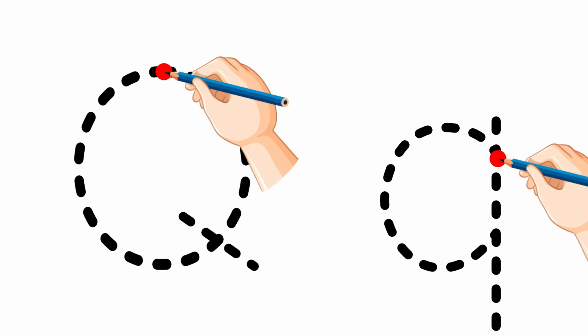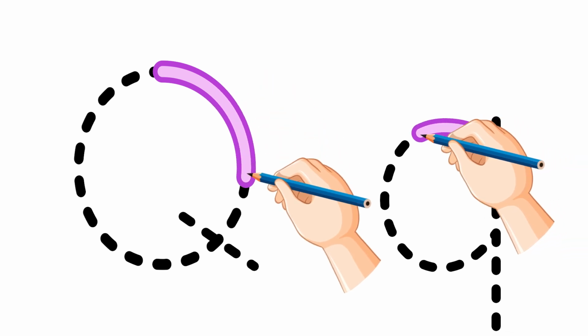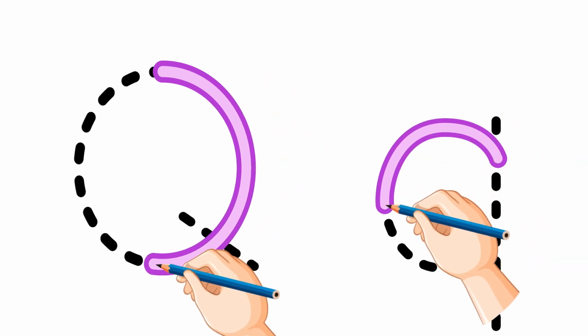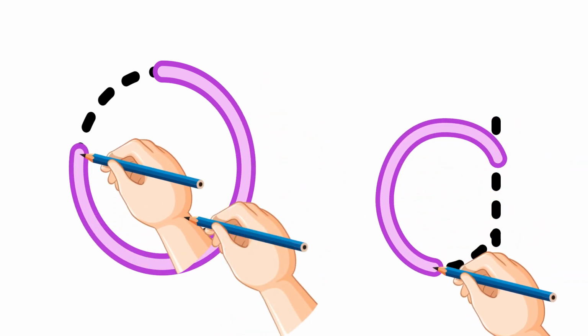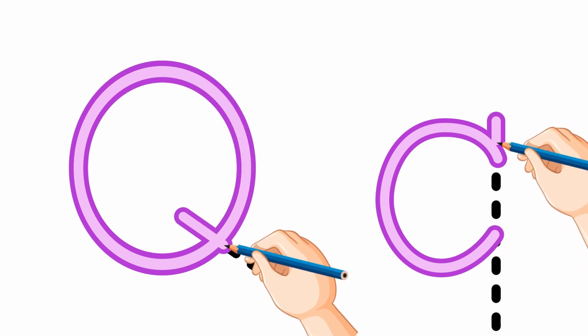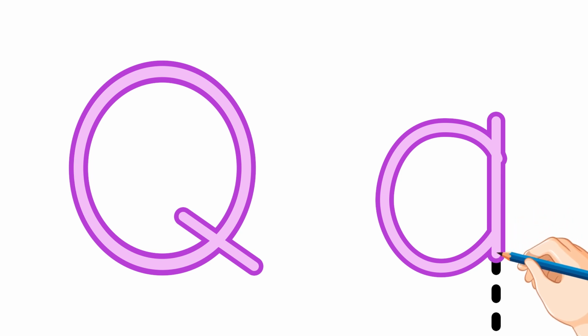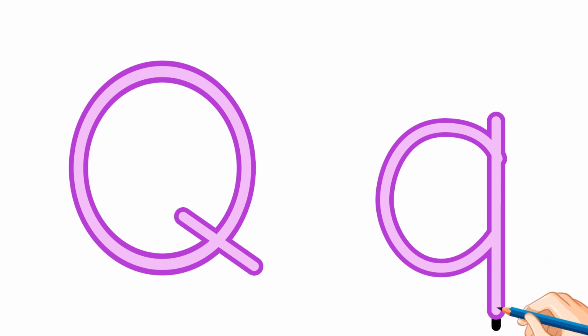Let's learn to write letter Q. It's very easy. Can you see the red dot? Place your pencil on the red dot and move it along the other dots. It is very easy. Now, practice writing the capital and small letter.